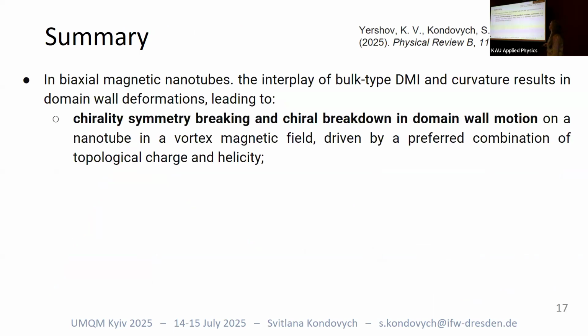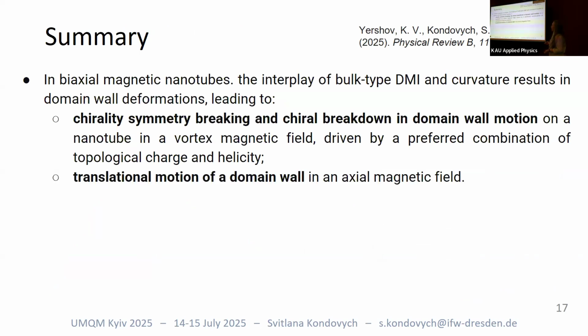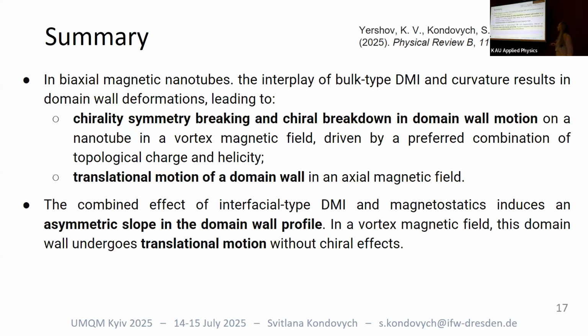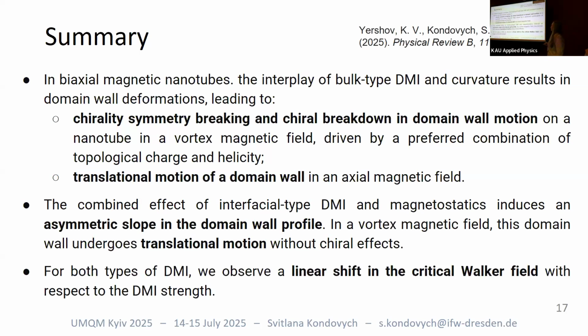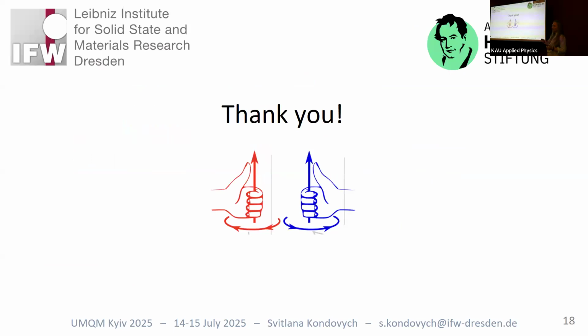So the summary is that in magnetic nanotubes with biaxial anisotropy, we observe effects in case of bulk type, the intrinsic DMI, which are chirality symmetry breaking in the vortex magnetic field or translational motion in the axial magnetic field. As for the interfacial type DMI, we see the asymmetric slope in the domain wall profile. And for both types of DMI, we observe a linear shift in the critical Walker breakdown field. Thank you for your attention.